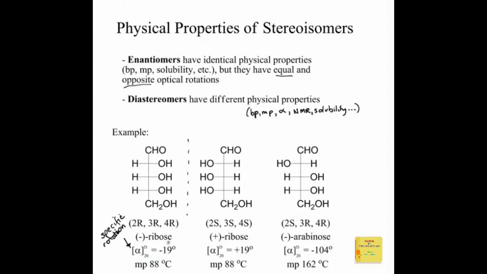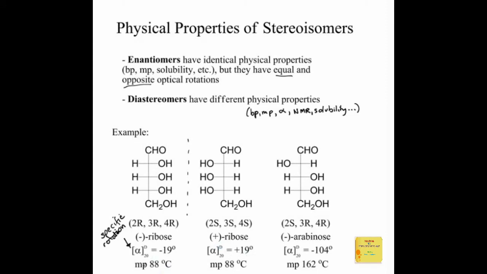And what is found is that minus ribose, the 2R, 3R, 4R, has an optical rotation of minus 19 degrees. So it rotates the plane of polarized light in a counterclockwise direction by 19 degrees. The other enantiomer is also going to rotate 19 degrees, but in the other direction, clockwise. Sometimes we refer to the plus enantiomer or the minus enantiomer, and that is a way to distinguish between the two.